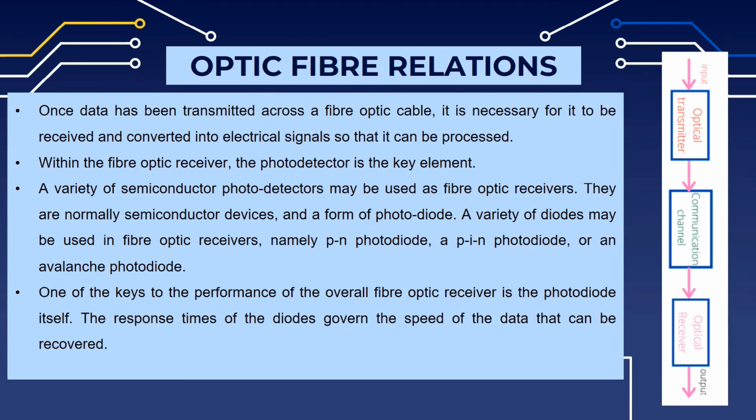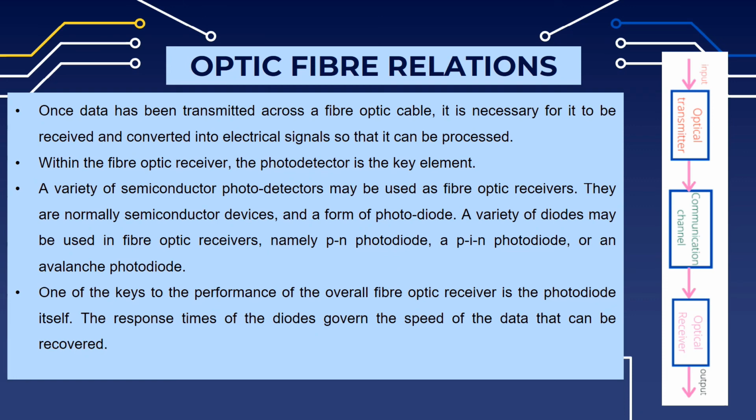In optic fiber relations, we already know that fiber optic communication itself uses light signals to transfer data from one end to another. Once data has been transmitted across a fiber optic cable, it is necessary for it to be received and converted into electrical signals to be processed. Within the fiber optic receiver, the photodetector is the key element.